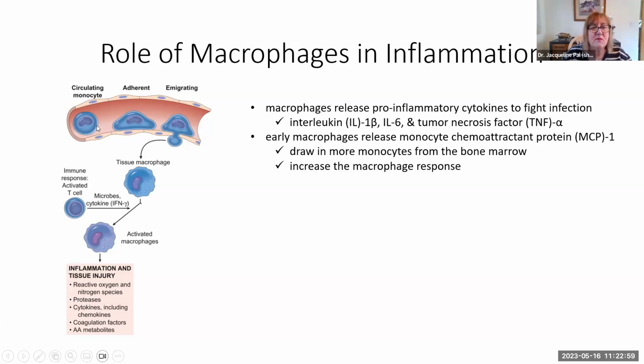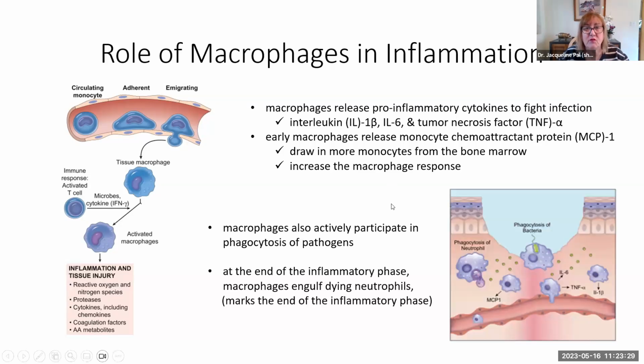So once the monocyte has left the blood vessel and become a tissue macrophage, it's going to be releasing cytokines which are pro-inflammatory, interleukin, tumor necrosis factor. They also release a monocyte chemotactic. In other words, they release something which is going to do a positive feedback to bring more monocytes to become macrophages locally in the tissue, so that you will have a robust macrophage response.